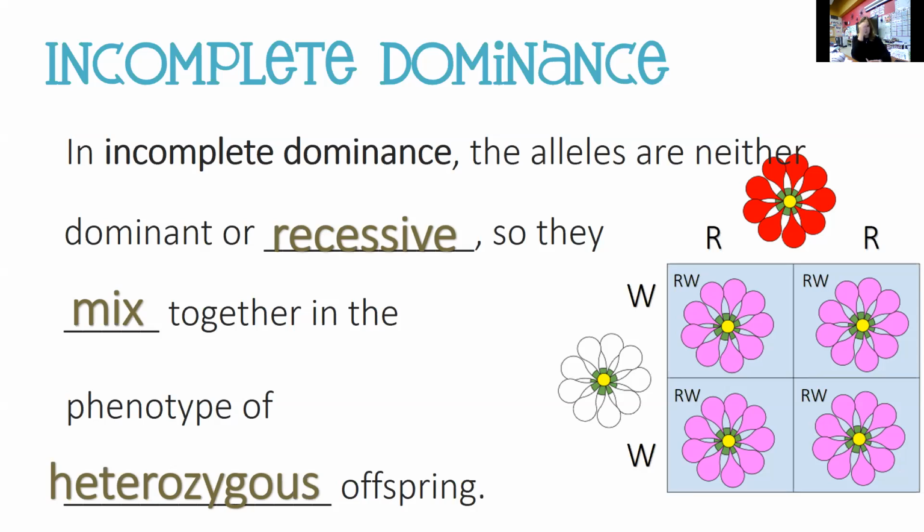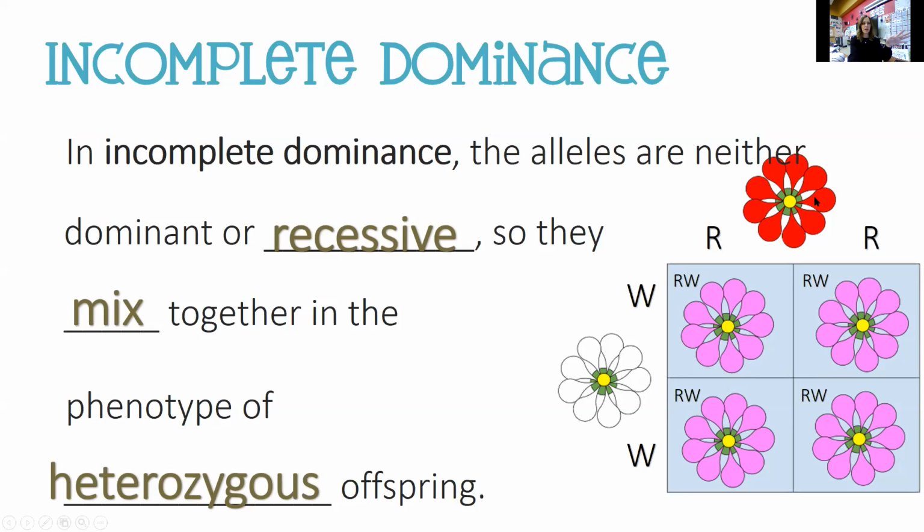Well, what we were doing today was complete dominance. So you had either red or yellow. Incomplete dominance, what we're looking at right here, you could have had orange eyes, but we weren't there yet. So when we're talking about incomplete dominance, we're talking about both alleles blending together, so you can't see where one starts and one ends. All right, so the alleles are neither dominant or recessive. They mix together in heterozygous individuals.